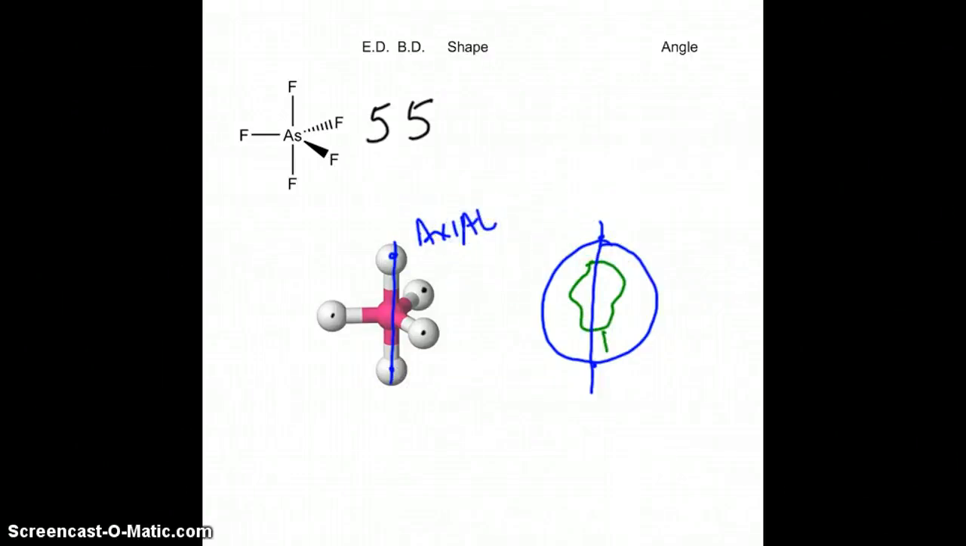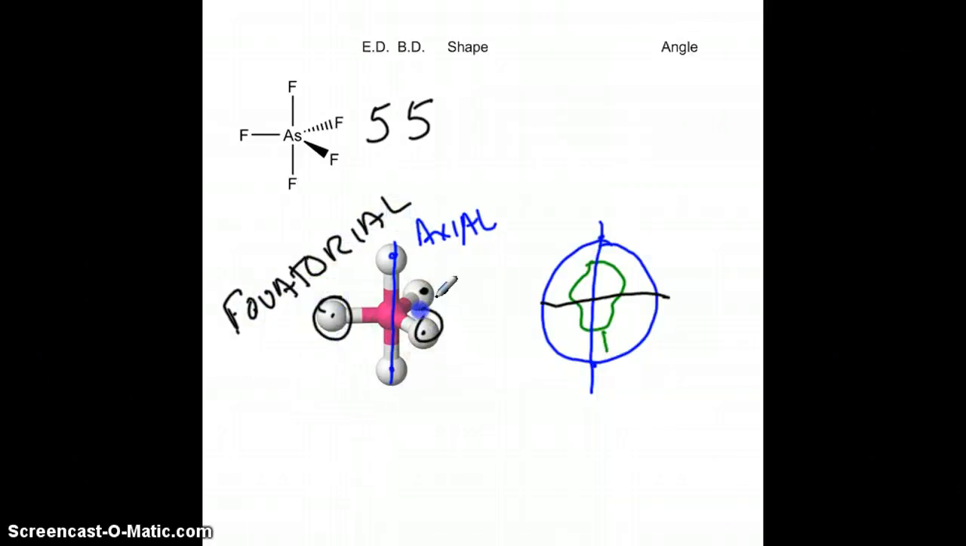Okay, axial atoms. Now, the line that goes through the middle of the Earth this way, I'll do it in black because that's what these are. This is called the equator. So these are equatorial atoms here, there, and there.